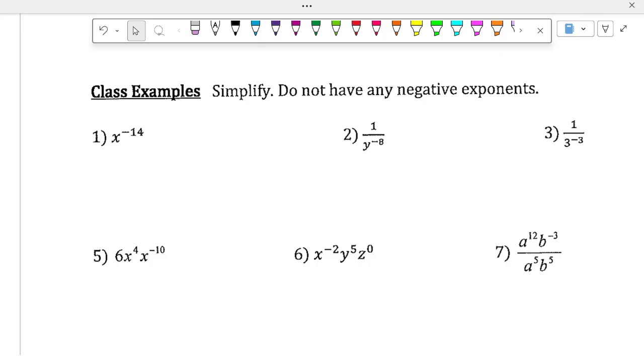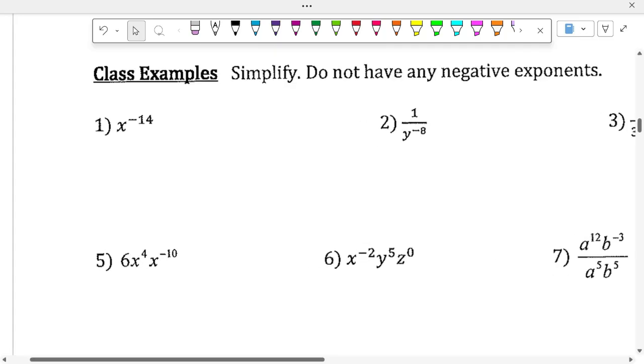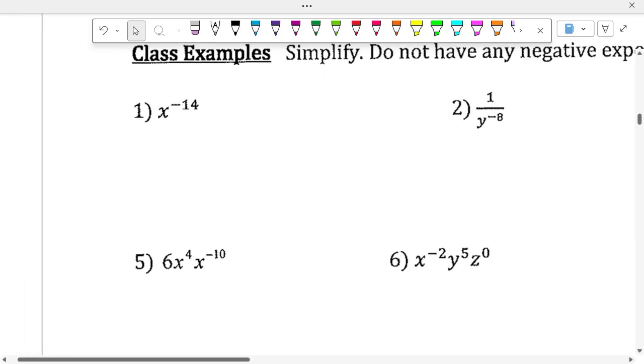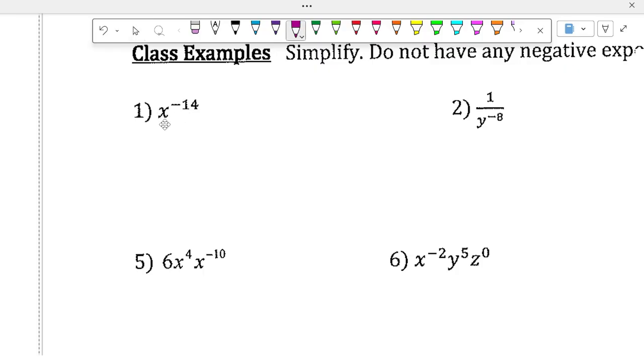All right, so let's look at number 1 on the next page. So, what I always tell my students is if there's no denominator, always just put it over 1, especially if it's a negative exponent. Because what's going to happen? So what do you think I'm going to do with that x to the negative 14th?